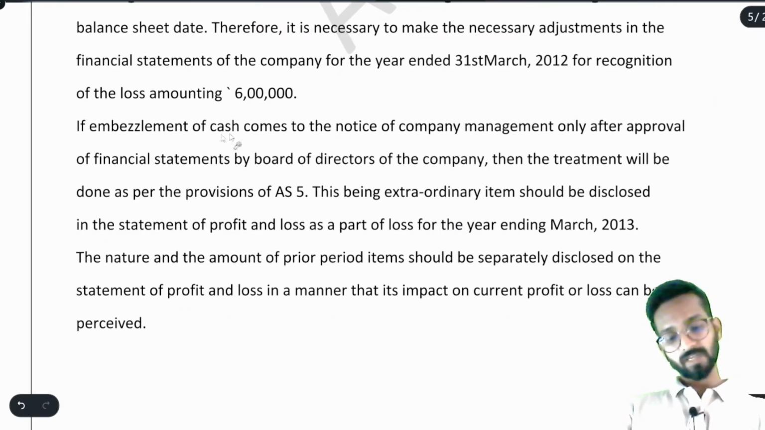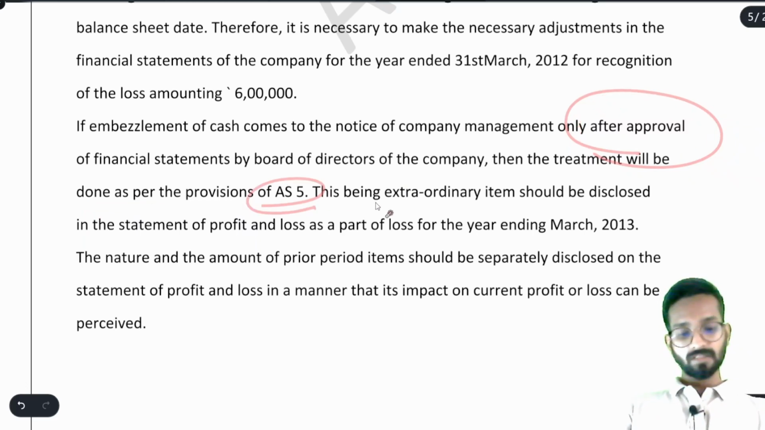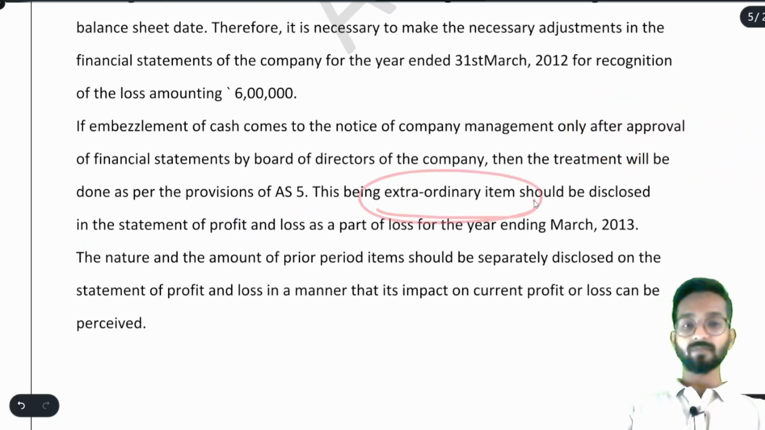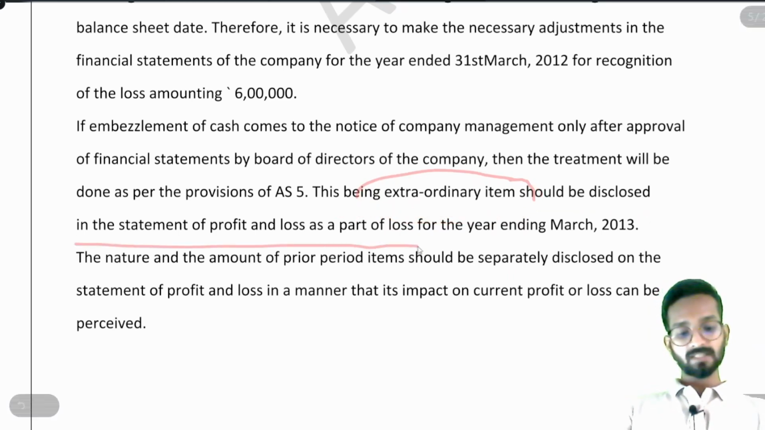If embezzlement of cash comes to the notice of the company after approval of FS by the board, then the treatment will be done as per AS5. Okay. This being an extraordinary item. See, we have already discussed extraordinary item AS5 in detail. The AS5 video is already uploaded. You can go and check. Okay. This being an extraordinary item, it should be disclosed in the statement of profit and loss as a part of loss for the year ending 31st March 13.